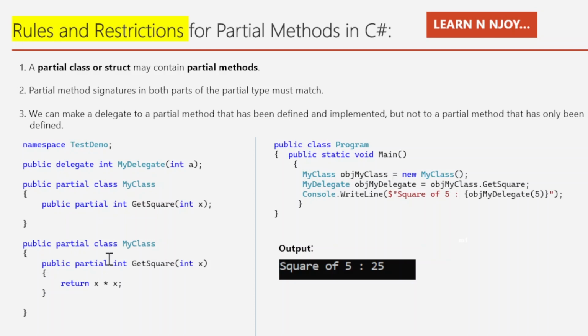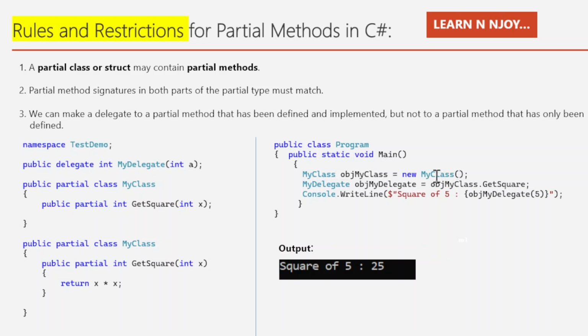Once it gets compiled, it will create a normal class with this signature along with this implementation altogether, right? And we can call this method with the help of a delegate. That's what we are saying: we can make a delegate to a partial method that has been defined and implemented, because we have defined it here and also implemented it. So a delegate can be applied there. Now there is a class named Program that has the Main method, which is the entry point of this application. In this method, I am creating an instance of MyClass: MyClass obj equals new MyClass.